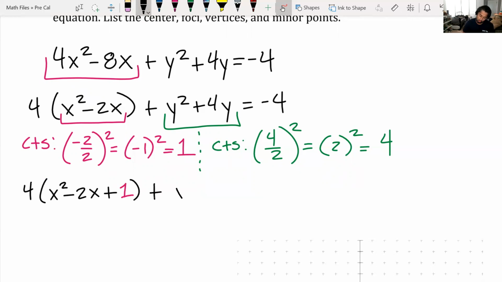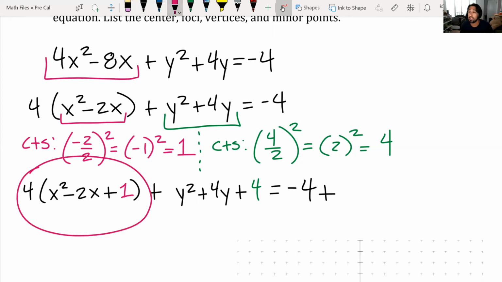Plus y squared plus 4y plus the 4 we just found. All right. And then equal to the negative 4 that's already there, plus, all right. So when we complete the square on the first one, it's a little tricky. If you thought that 1 would go here, unfortunately, that is incorrect.